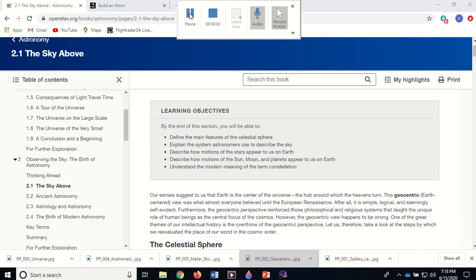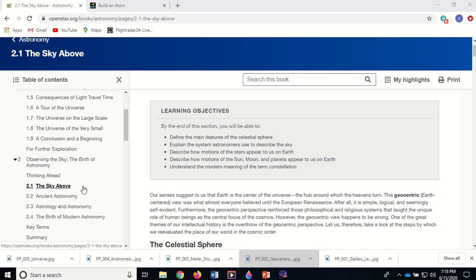Okay, this is for Astronomy 320. We're starting on Chapter 2 now, The Sky Above. Basically they tell you the learning objectives of this section: define the main features of the celestial sphere. This is all about how we view the universe around us, going back to ancient times.